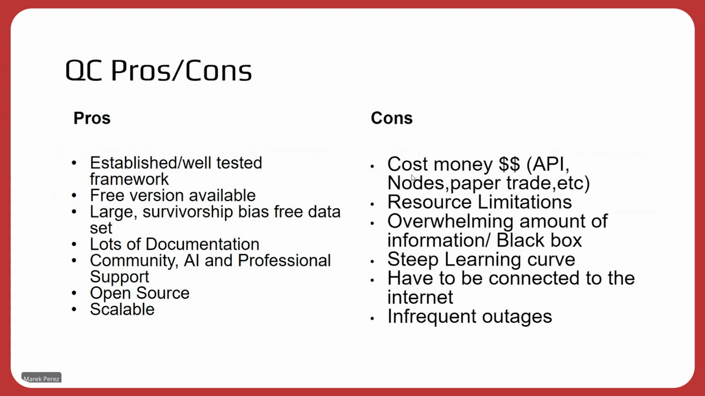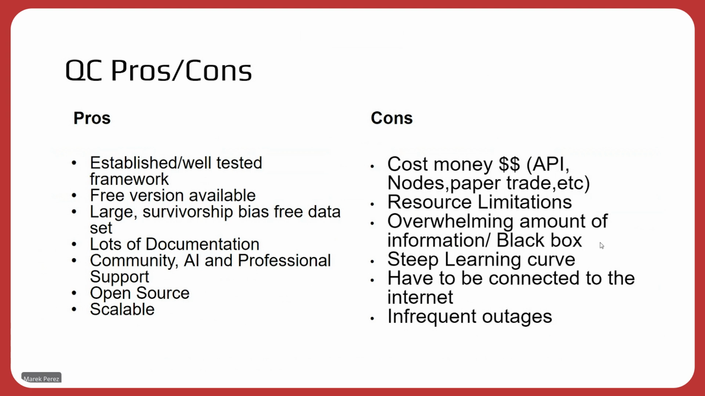Cons: it costs money. There's a lot of little things that can start to add up with this platform, such as using the API, there's various different node resources, and then even paper trading is kind of blocked behind a little bit of a paywall. So keep that in mind. There are resource limitations. We've run into those with some of the more intensive machine learning algorithms. So keep that in mind. There are ways around it which we're working towards, but it is something to keep in the back of your mind.